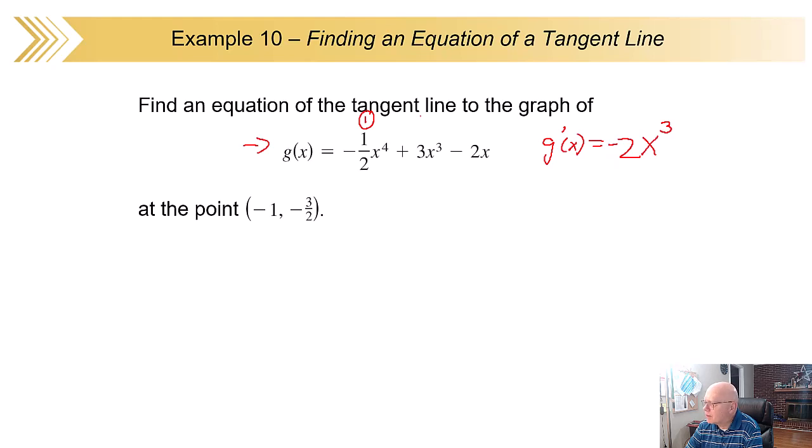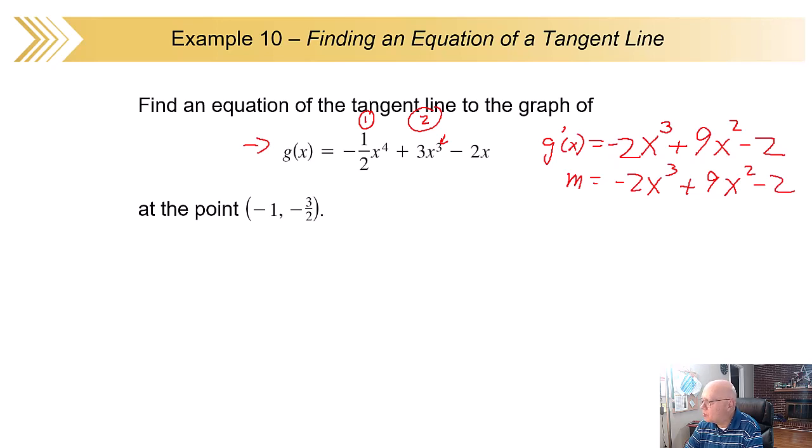On the second term, bring that 3 out front. That gives you 9. Reduce that 3 right here by 1. You get x squared. And the last one, negative 2. There's your derivative. Also known as the slope. So the slope of this thing, negative 2x cubed plus 9x squared minus 2, depending on what x you're using.